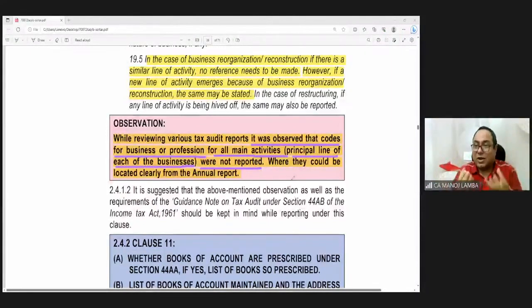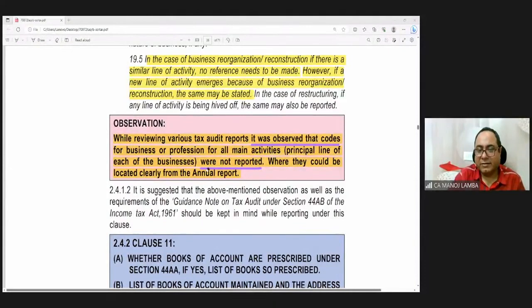The message I want to convey here is that don't go with a general code. What are the activities? What are the lines of your business? Whatever type of business you are doing, every business activity is to be mentioned here. While reviewing the tax audit report, it was observed that codes for the business or profession for main activity, principal line of business were not reported. You are not reporting all of your main activities, and all main activities are to be reported. Wherever your annual report is saying that you are doing so many of these activities, how can that be possible? Please take care of that.